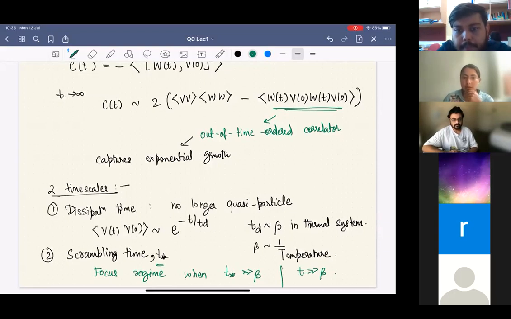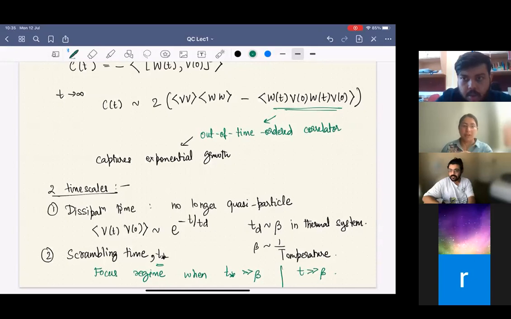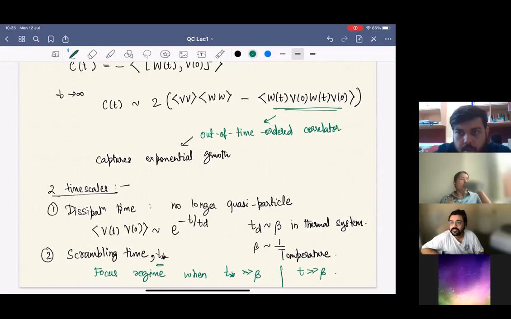Right, so I think this will be a good time to ask questions before I move on to the OTOC computation in thermal 2D CFTs. Excellent. As I don't see any hand raised, there is a question in the chat, perhaps a very naive question. So Neha, if you want to ask the question directly, you can ask.